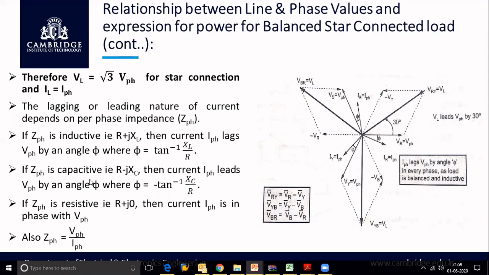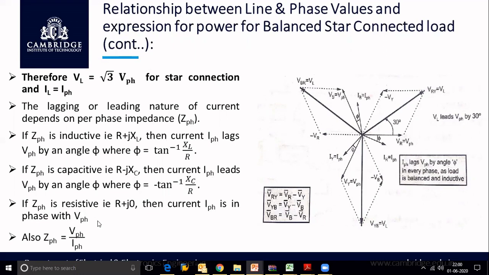Similarly, if the load is capacitive, Z phase is represented as R minus jXC, where R is the resistance and XC is the capacitive reactance. In that case, the current, that is I phase, leads the phase voltage by an angle phi, where phi is given by minus tan inverse XC by R.